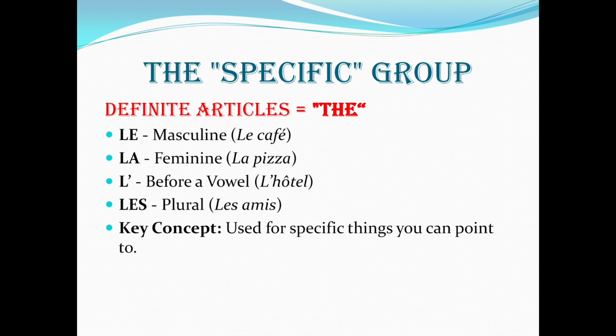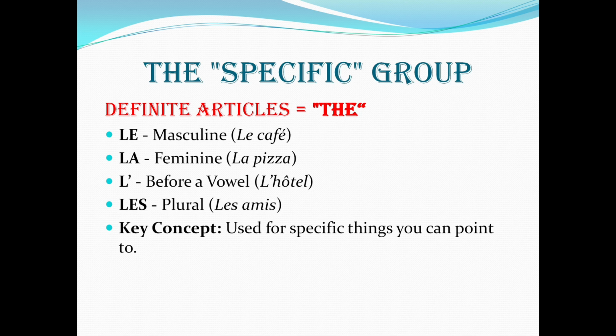But if the noun is feminine, we use la, L-A, la. Say it with me, la. All right, great. So the examples are la fille, the girl, la pizza, the pizza. But wait, French hates it when two vowels touch.